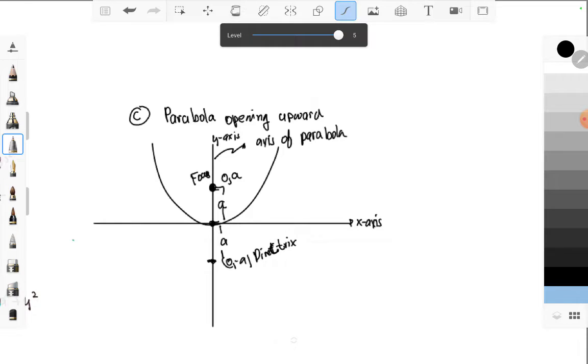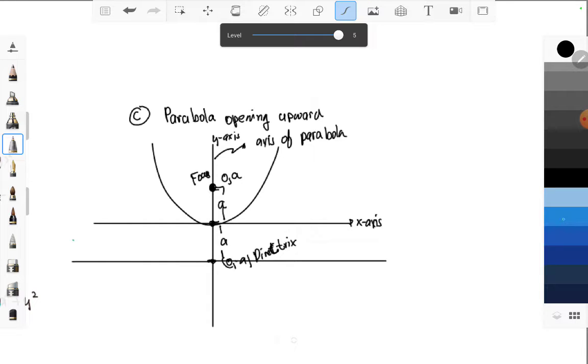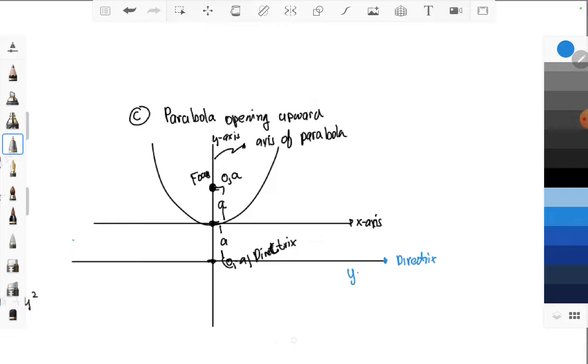Okay, now let's draw our directrix. Okay, this will be our directrix, in which the directrix has an equation equal to y is equal to negative a, so y plus a is equal to 0.